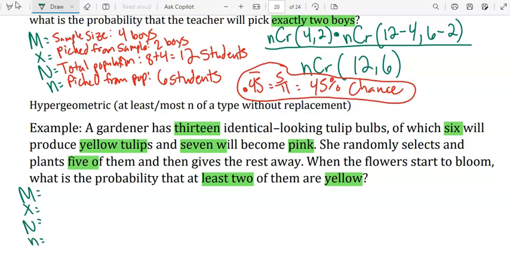M is the sample size. We're looking at yellow. It says 6 are producing yellow, so M is 6. X says at least 2 are yellow. So that means that they could have 2, 3, 4, or 5. So we could say not 0 or 1. We'll use the complement of this because it's a lot easier to get 0 and 1 because we only plug it in twice as opposed to 2, 3, 4, and 5. That'd be 4 times.